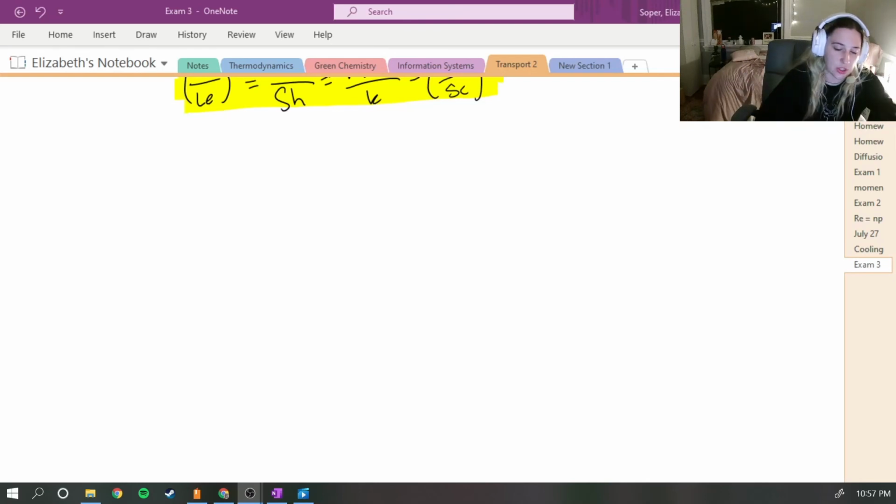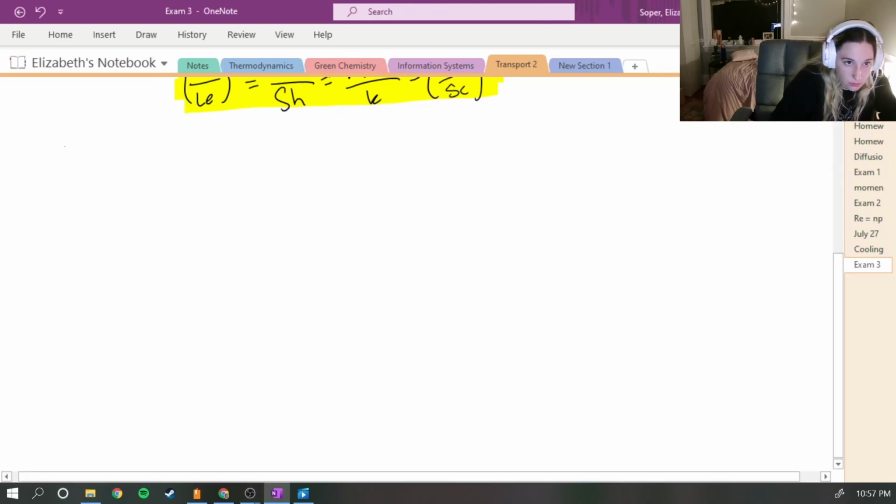So in this situation, we obviously have moist air, so air with water in it. Anyways, we have moist air, and we have some values for moist air that we can use to determine the Lewis number for moist air. So I'm just going to write those out.